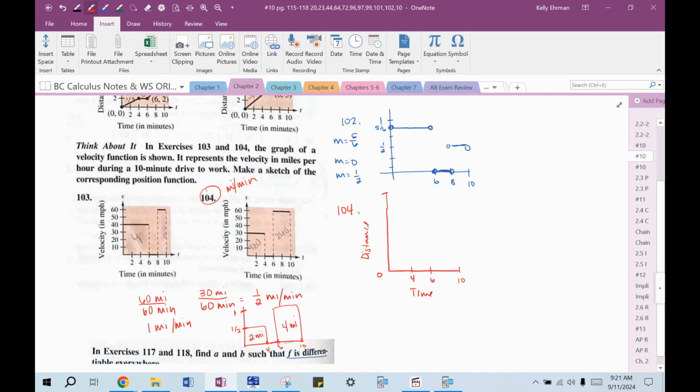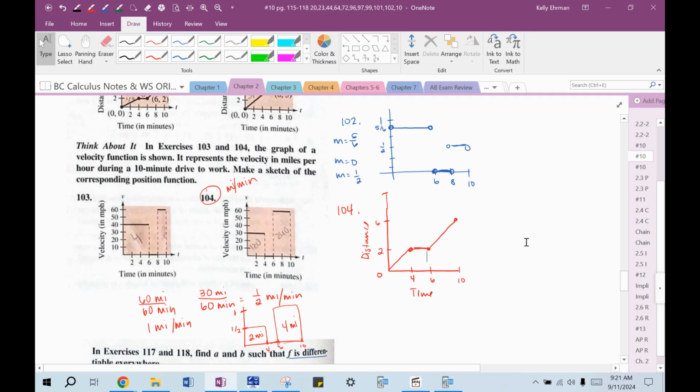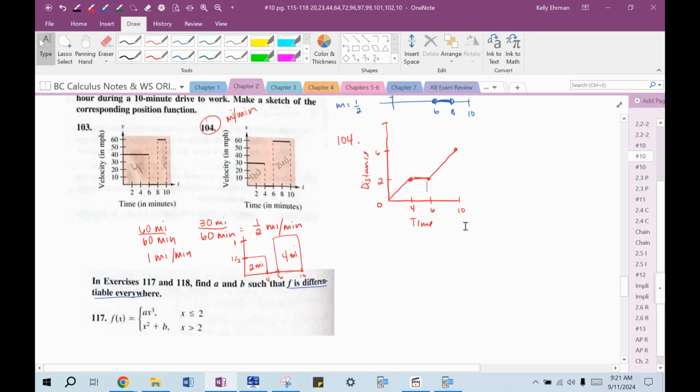Okay, so let's fix this. So from 0 to 4, we need to travel 2 miles. Makes more sense. Like that. And then from 4 to 6, we're still going to flatline. And then from 6 to 10, we should be gaining 4 miles. So 4 miles above 2 miles is up to 6. There we go. That's a much better position function. I will fix the key that I post for that.